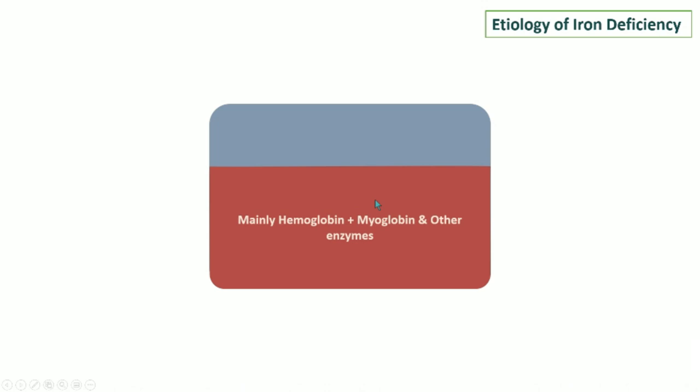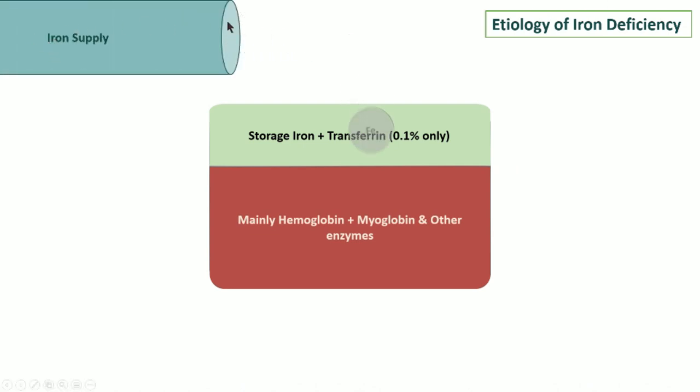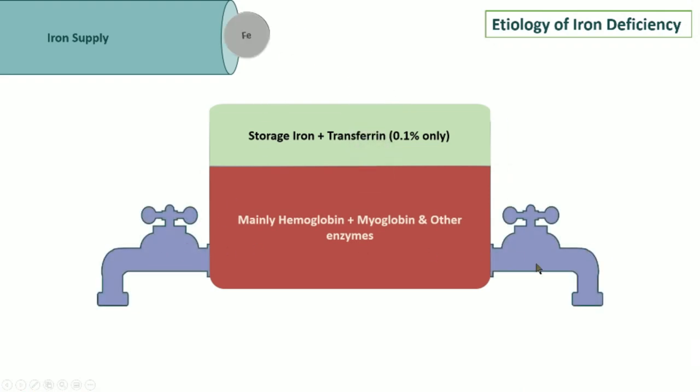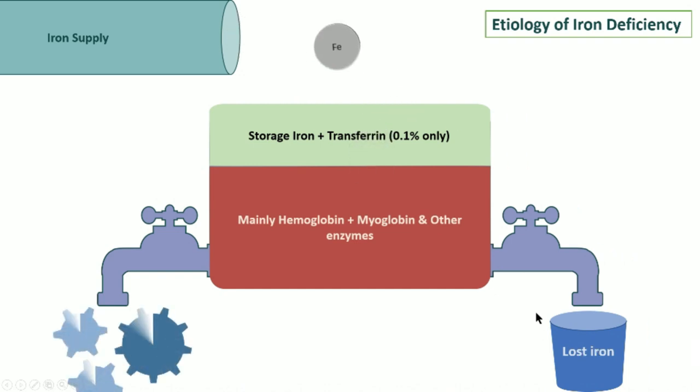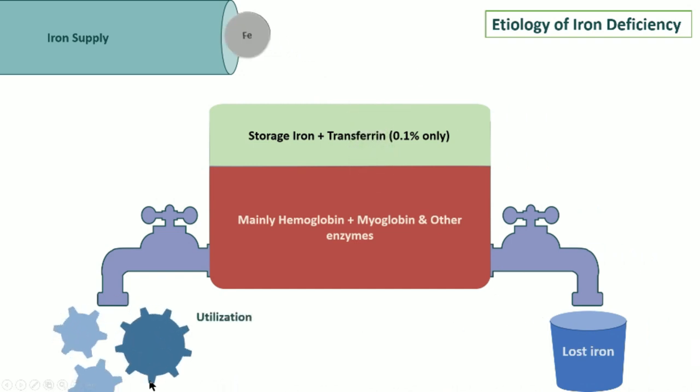This is the functional iron, while the other one is the storage iron. Storage iron is in the form of ferritin and hemosiderin, while a very small amount of iron, 0.1% only, is in the form of transferrin. The transferrin trucks, I mean the iron which is being transferred. So there is continuous supply of iron from the diet, and of course there is continuous expenditure of iron. There is some iron which is being lost and there is of course iron utilization.